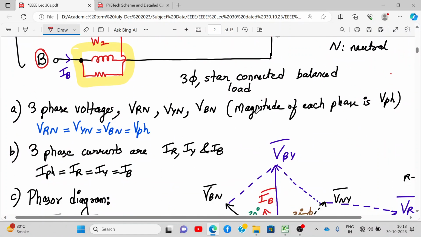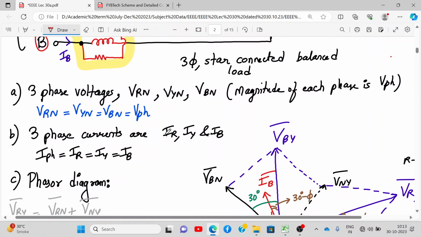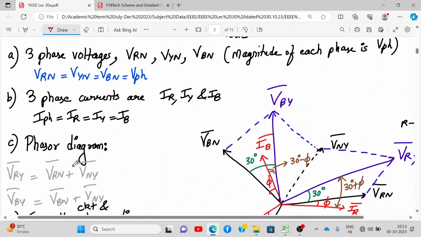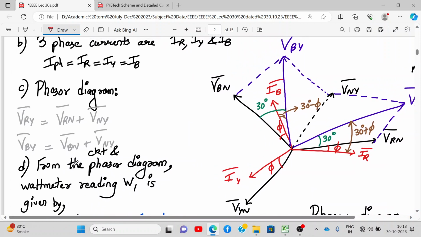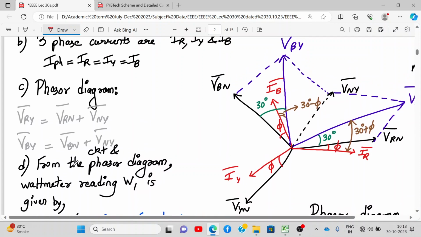What are the three phases? VRN, VYN, VBN, and V phase are all same. Three phase currents are IR, IY, IB. They are also same, equal to I phase. Okay. Now, actually, I'm not showing you how to draw this diagram. Partly the diagram has already been covered in your star connected system. So I'm just showing you how to draw it in a 2 wattmeter method.